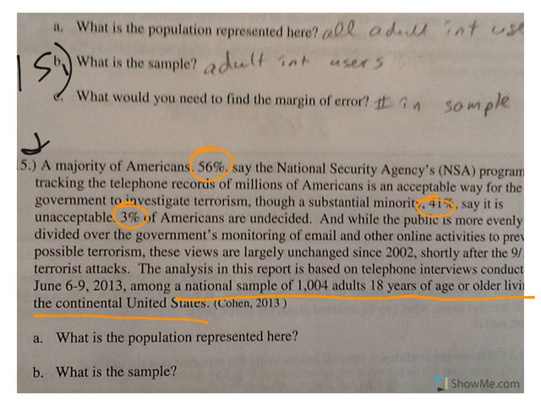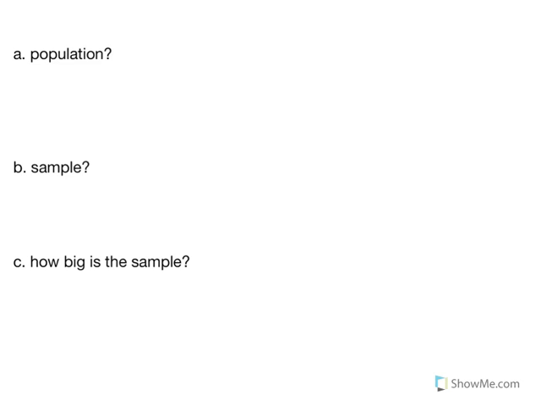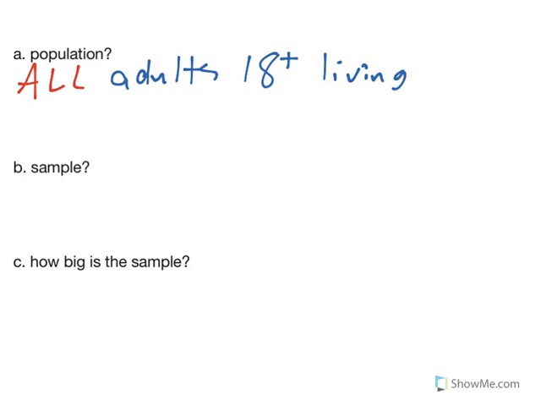So let's go ahead and start answering some of these questions. A, what is the population represented here? You know what? I want more room. I'm going to the next page. All right, population. Keyword, all. Okay, what are we talking about? We are talking about all adults 18 and over living in the continental U.S. And yes, you need all of that because we're not just talking about adults 18 and over. So that's all adults? No, just the ones that are living in the continental U.S.